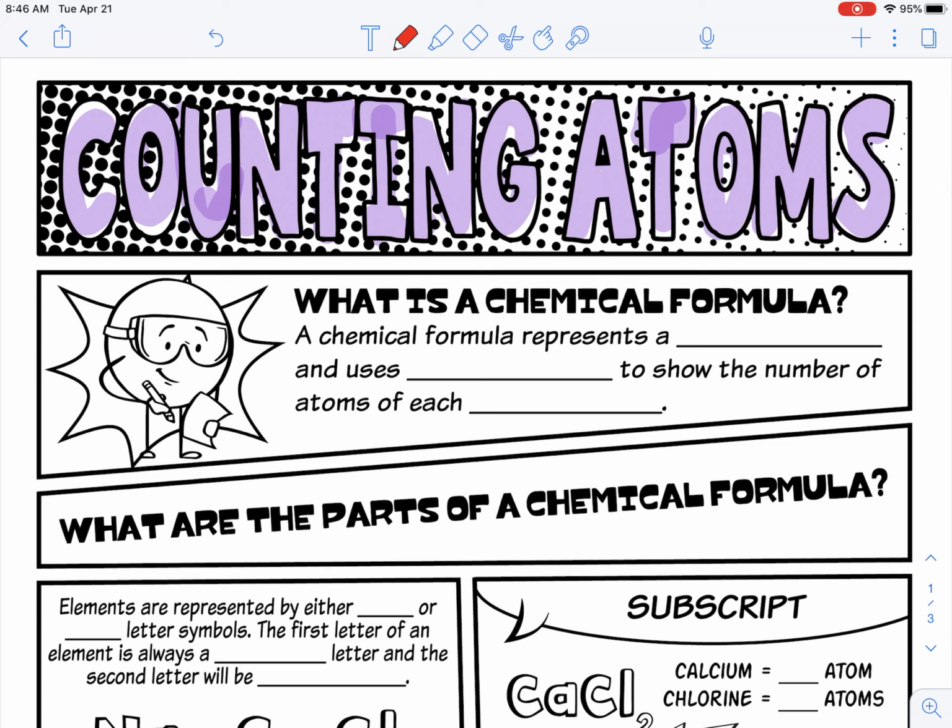So a chemical formula shows us a molecule, and it uses the element symbols and numbers to show us how many atoms there are of each element. So, for example, when we have H2O or CO2, that tells us what elements are in the molecule and how many of each of them there are. So we're going to learn how to count the atoms in a molecule.